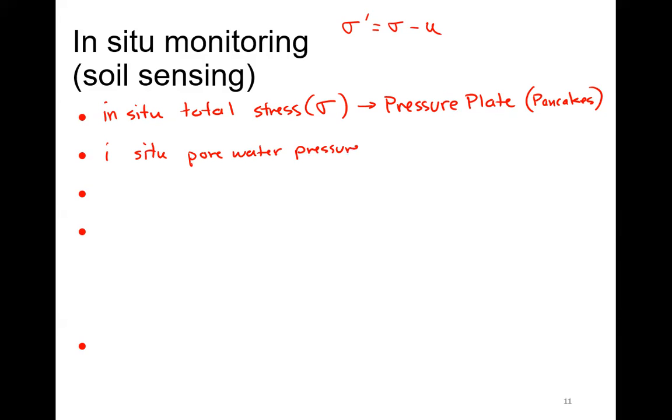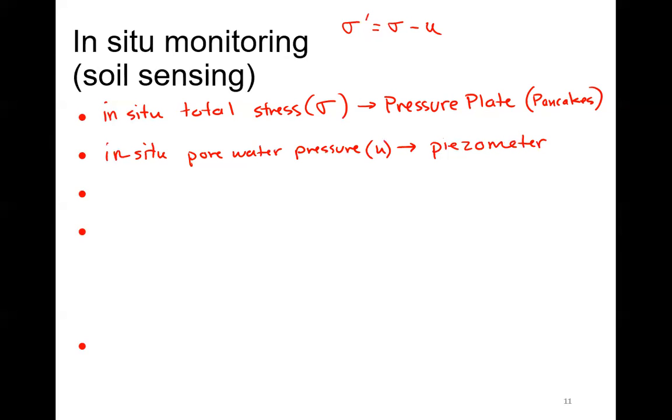Does anyone know what those devices are called? How we measure this, like the pore water pressure inside? You may have heard them in some of your other classes. They're called piezometers. Anyone heard that word before in hydraulics or anything? Okay, yeah, piezometers. It's actually a sensor that we install at depth, and it measures the pore water pressure. So this is perfect. We have ways of measuring our total stress. We have ways of measuring our pore water pressure. That means we can calculate the actual effective stress, instead of just estimating based off of the estimated other values.